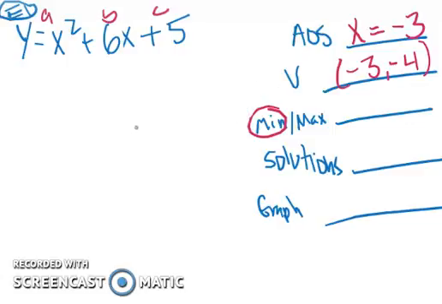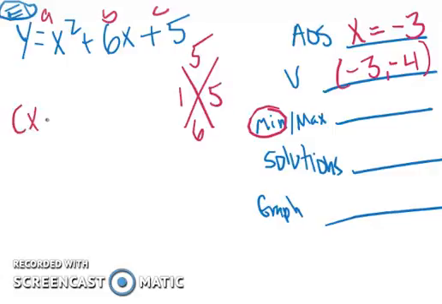Alright, solutions. Well, I can solve this and find my zeros, actually. I'm not going to graph it to find my solutions. I'm going to try using maybe x factoring. So let's try that. We get x squared plus 6x plus 5. So let's draw our x. What numbers multiply to give me 5 and add to give me 6? The answer should be 1 and 5.